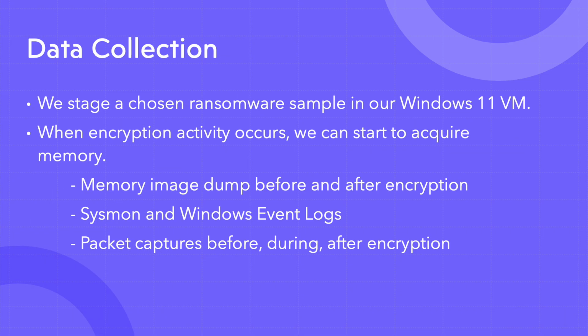For data collection, we will stage a chosen ransomware sample inside a dedicated working directory of our Windows 11 VM, and then record its SHA-256 prior to its execution. When encryption activity becomes observable, or at a specific elapsed time if it does not, we will start to acquire memory. Our scope of data collection will include memory images before and after encryption, Sysmon and Windows event logs, and lastly, packet captures before, during, and after encryption.